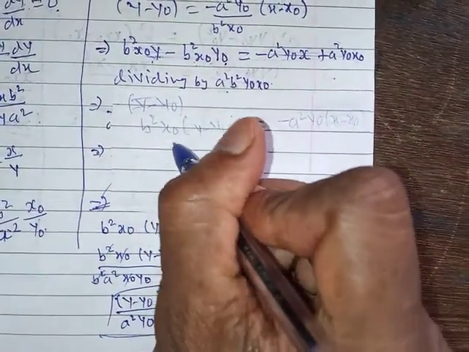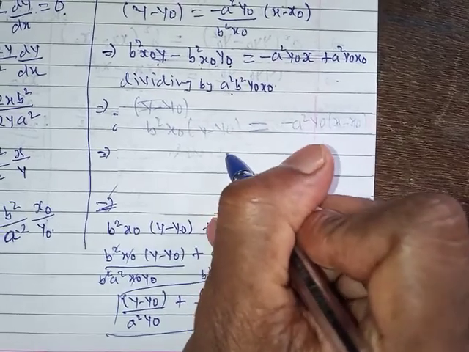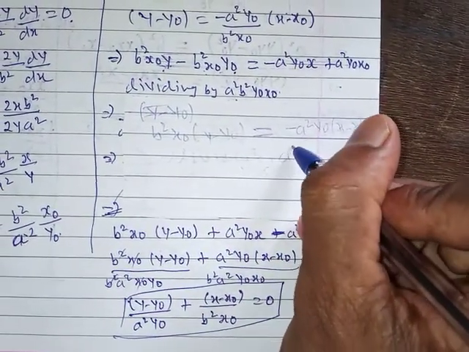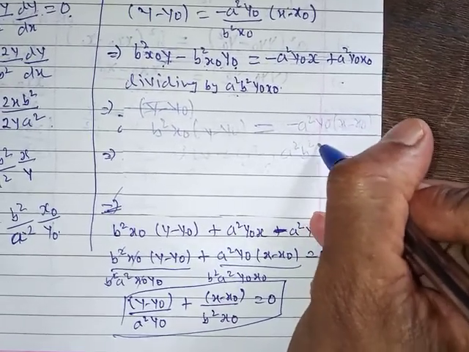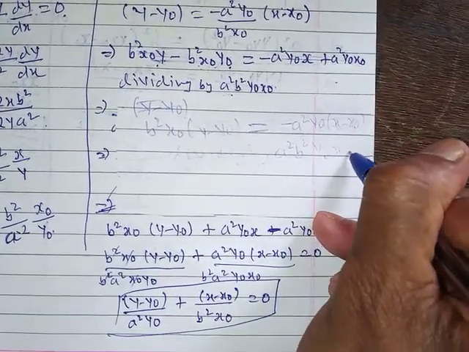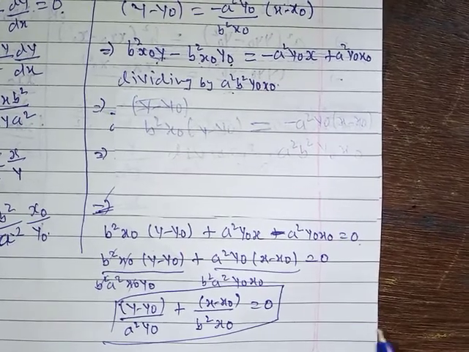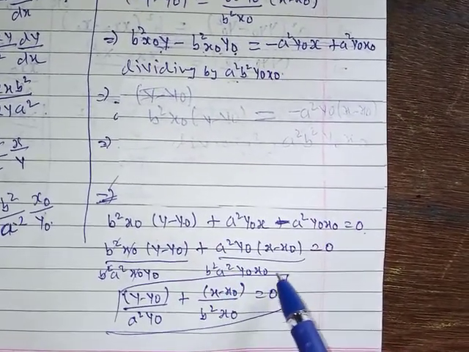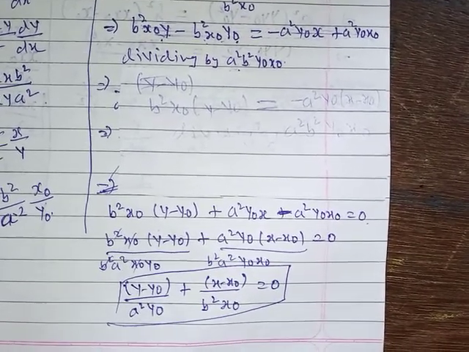Now dividing by a square b square x0 y0, is it? If you divide it, you'll get this one. This is the required equation.